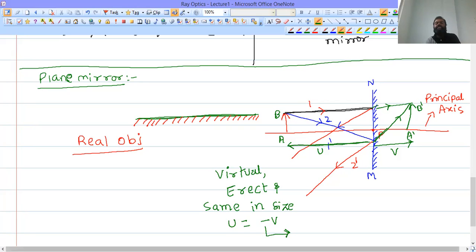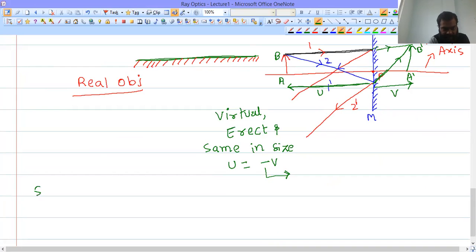In order to describe when the image distance is positive and when it is negative, we have the sign convention. That is the sign convention.